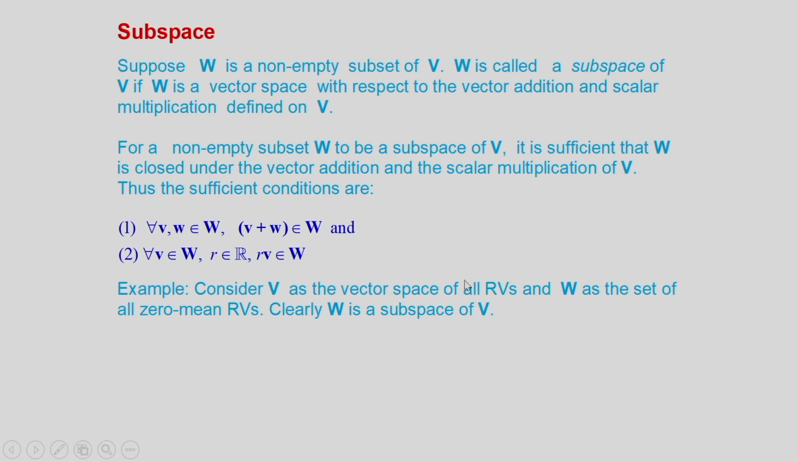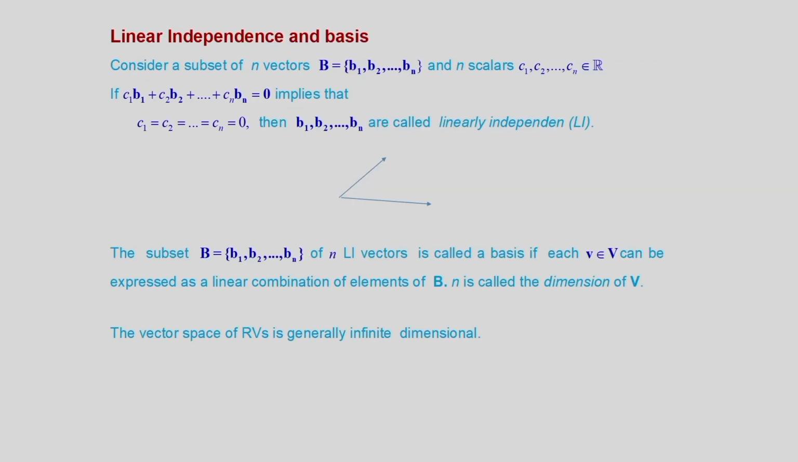Suppose V is the vector space of all random variables and W is the set of all zero mean random variables. Now, if we add two zero mean random variables, you will get a zero mean random variable. If we multiply a zero mean random variable by a scalar, you will get a zero mean random variable. Therefore, W is a subspace of V. So in the case of the vector space of random variables, we can define a subspace, that is the subspace of the zero mean random variables.